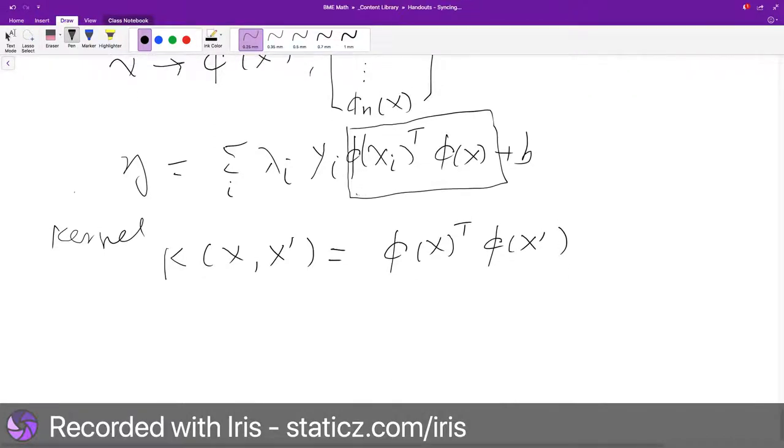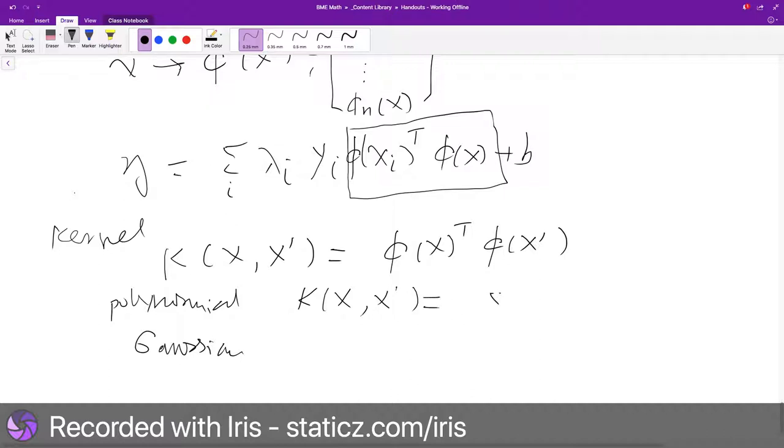So how do you choose these functions? People just say, okay, you can choose polynomial or Gaussian. Gaussian would be your basis function. Polynomial would be raised to some kind of power. The Gaussian would be something like this, depending on the distance between the two, sorry, this is the absolute value squared. And so on.